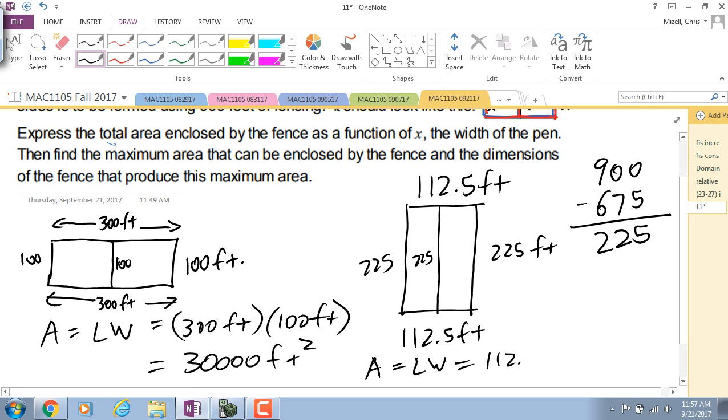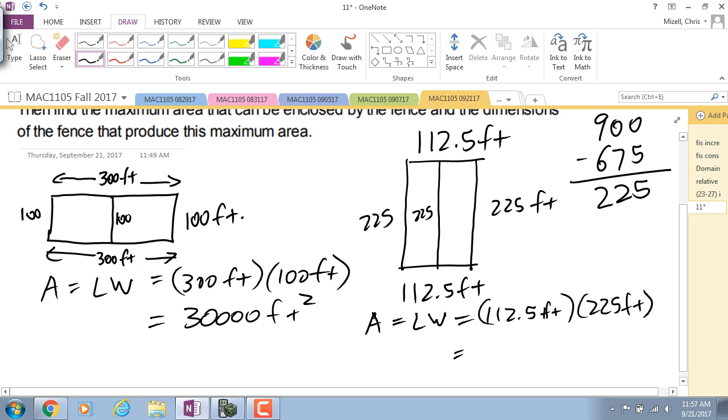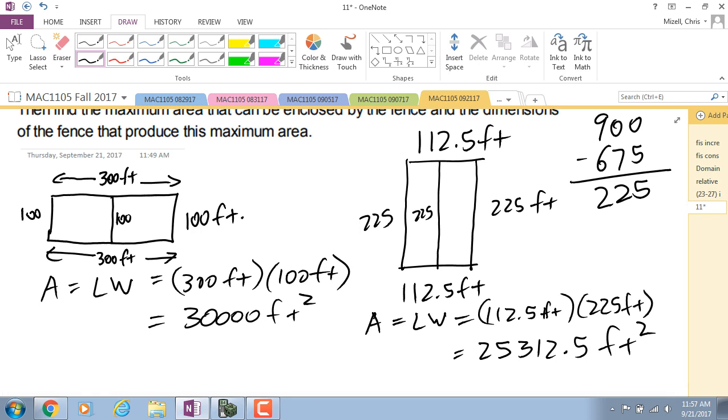I'm going to call 112.5 the width, and 225 the length. Is it maybe not quite 30,000, or is it? 25,312.5 square feet. Different dimensions, different area. Certainly the 100 by 300 encloses more area than the 225 by 112.5. But in either case, if we input the width, there's a unique area that's determined.